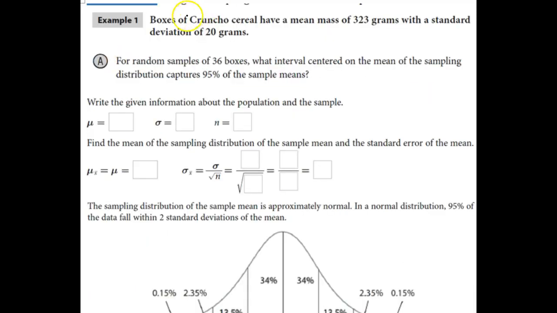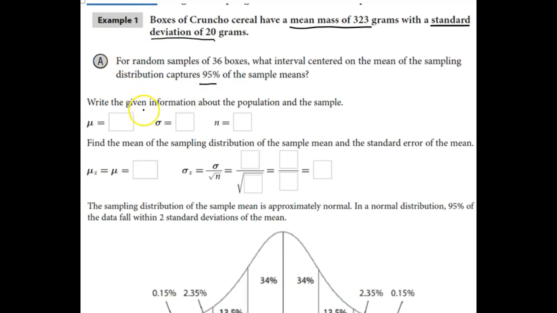Alright, first example. It says boxes of Cruncho cereal have a mean mass of 323 grams with a standard deviation of 20 grams. So that's just our background information. In part A, it says for a random sample of 36 boxes, what interval centered on the mean of the sampling distribution captures 95% of the sample means?